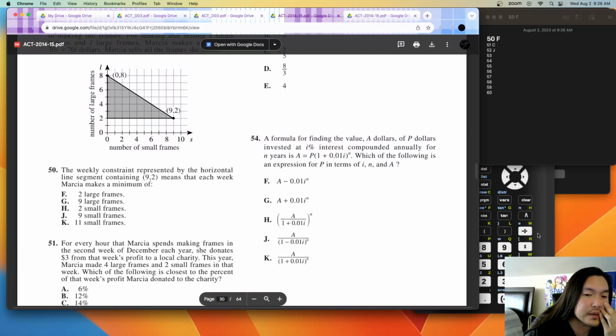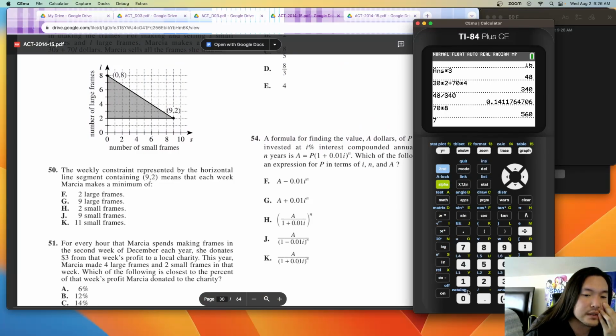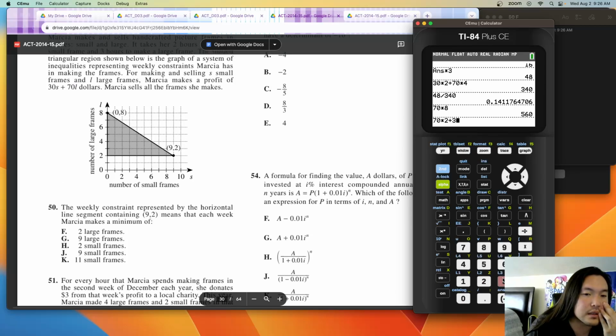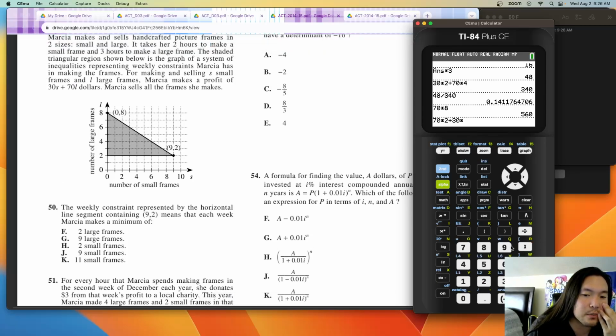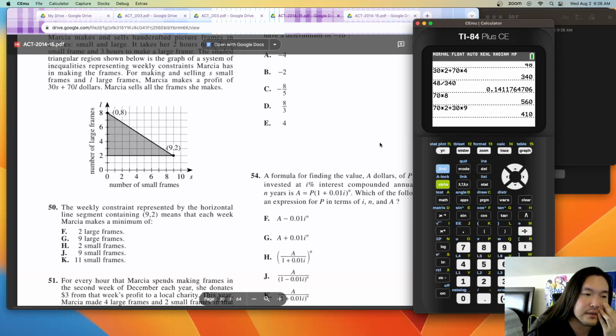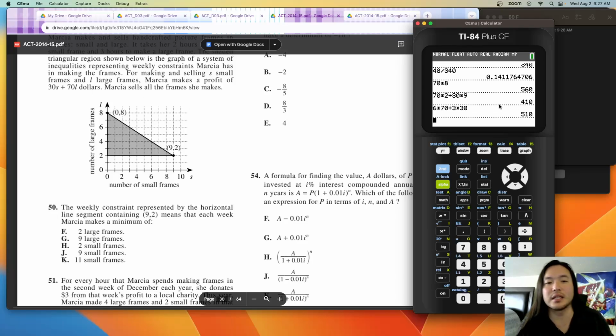Let's see. I mean, we can also try 9 and 2, right? So we can definitely try 70 times 2 plus 30 times 9. And maybe this is more. Okay, this is definitely less. Let's try this point here as well, right? So she could also make 6 large frames and 3 small frames. Let's try that. 6 times 70 plus 3 times 30. It's going to be less. Yeah, she's making so much money on the large frames. There's no way. At this point, I'm pretty confident.